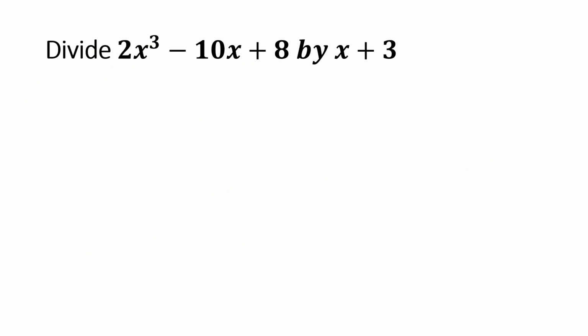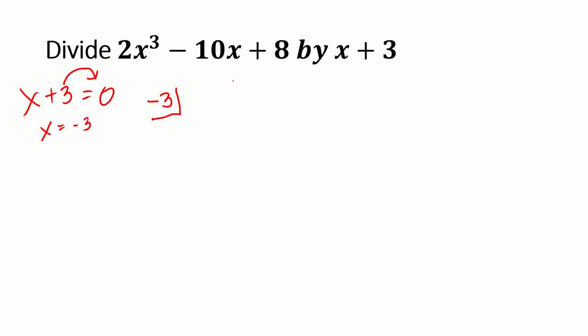Okay po, let's have example number 2. So we have 2x cubed minus 10x plus 8 divided by x plus 3. So the same lang po kanina. Kuhanin natin yung value ng x ng divisor. So we have x plus 3 equals 0. Then, pag nilipat si 3 sa kabila from positive 3, siya ay magiging x is equal to negative 3. So, yung nasa loob ng inverted na division sign or symbol is negative 3.